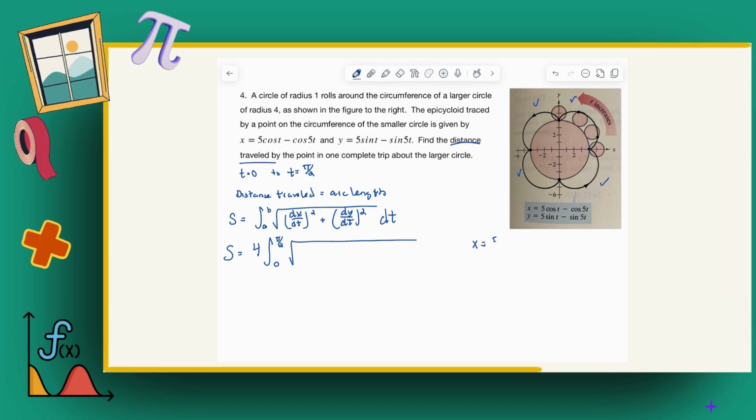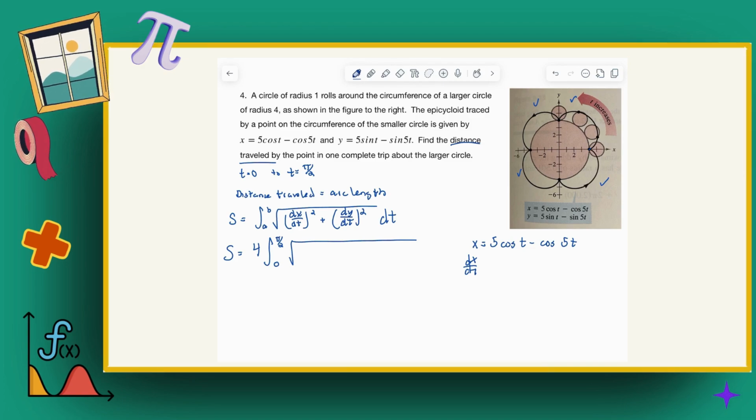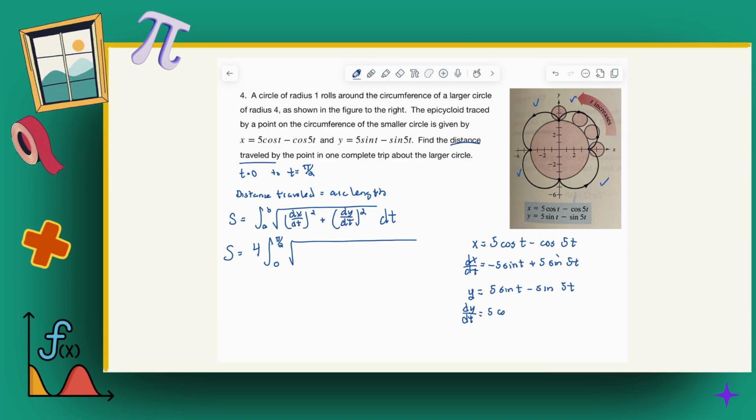And so I need to figure out my derivative of x with respect to t first, since x is equal to 5 cosine t minus cosine 5t. That derivative is equal to negative 5 sine t plus 5 sine of 5t. And our y function, when I take the derivative of y with respect to t, I'm going to get 5 cosine t minus 5 cosine 5t.